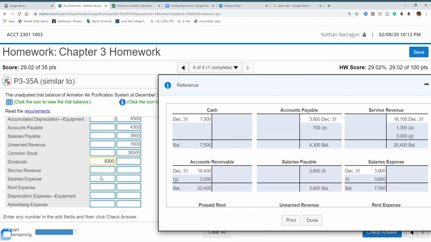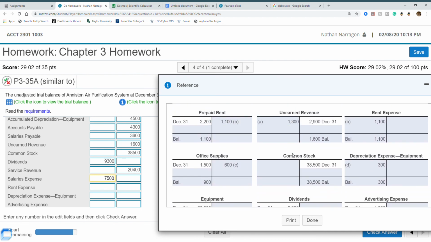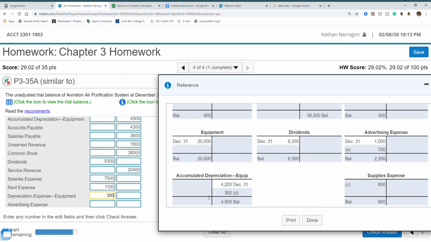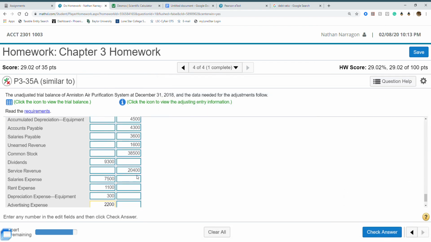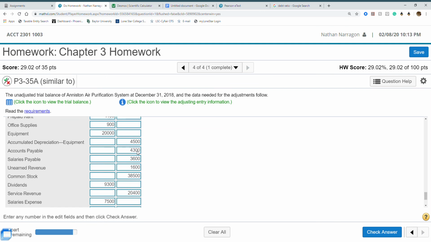revenue, 2,400, salaries, 75, then rent, depreciation, advertising, then finally supplies. Okay, so that's it right there. All we gotta do now is add them. I'm gonna actually add the credits because there's less numbers.